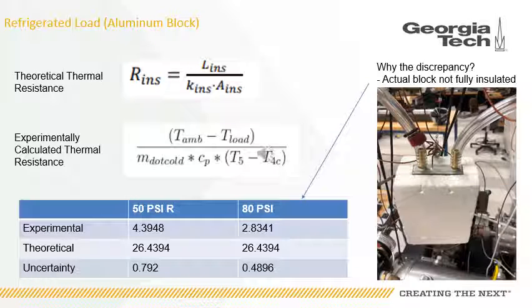As can be seen on the slide, there is a large difference between the theoretical value and the experimentally calculated values. This can be partially explained by the picture of the block to the right. The block is not fully insulated, as there is uninsulated space on the top of the block where air goes in and out. This space decreases the thermal resistance value. When doing the theoretical calculations, it was assumed that the entire block was covered in the insulation, which is not accurate. This is an example of an error occurring due to model simplification.